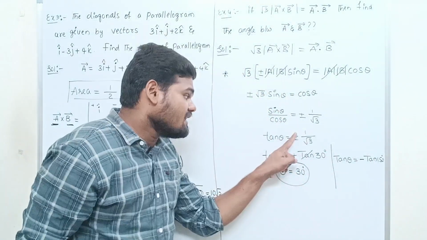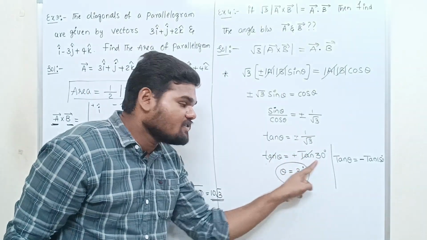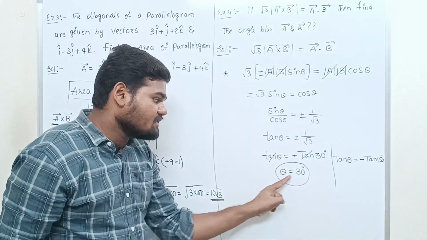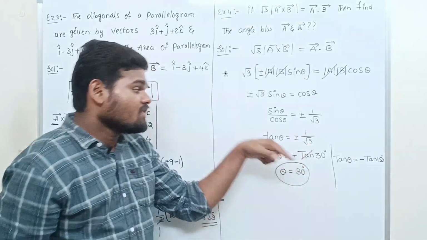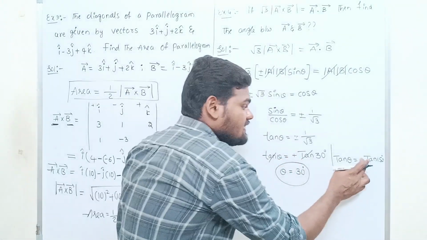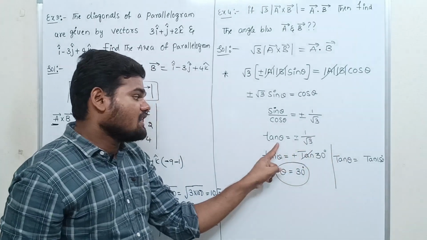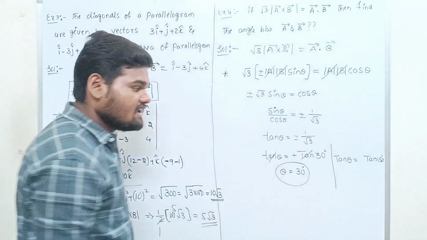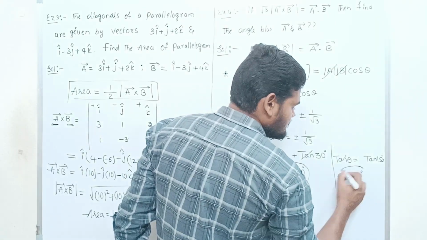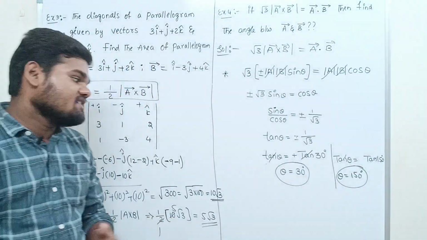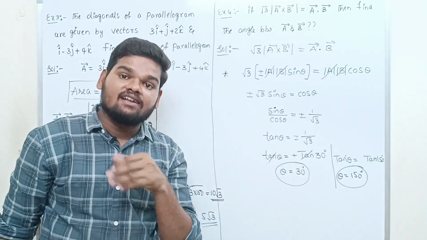Are you getting it? Here we have plus or minus 1 by root 3. If you take tan 30 degrees, tan gets cancelled, theta is equal to 30 degrees. If you take minus 1 by root 3, the tan 150 value gives minus 1 by root 3. So tan gets cancelled out and theta is equal to 150 degrees. That means either theta is equal to 30 degrees or theta is equal to 150 degrees. Is it clear? Any doubts?